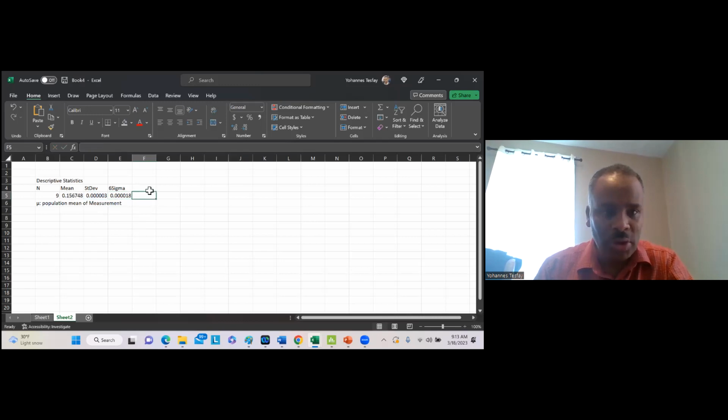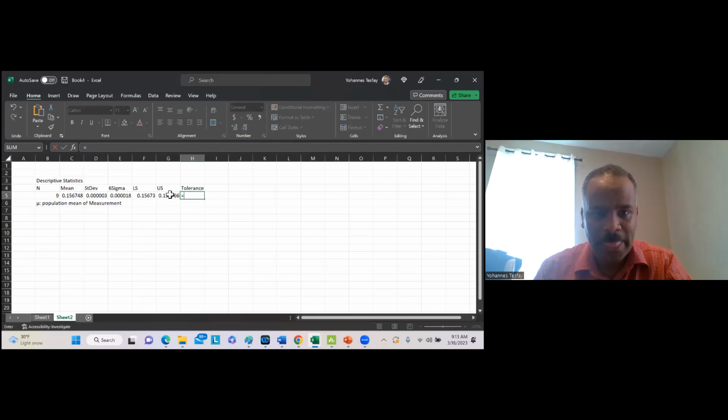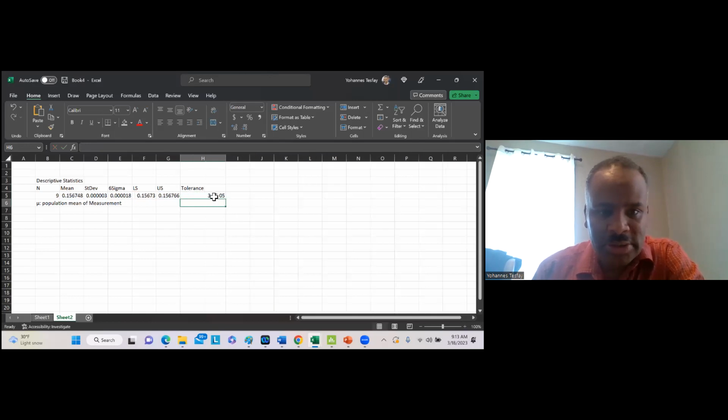So it's going to tell me the lower 6 sigma value. This is going to be equal to the mean minus this value, and the upper 6 sigma value is going to be equal to the mean plus this value. And here tolerance, okay, tolerance is the upper 6 sigma value minus the lower 6 sigma value. So what is this value? You see, okay, so let me format it.